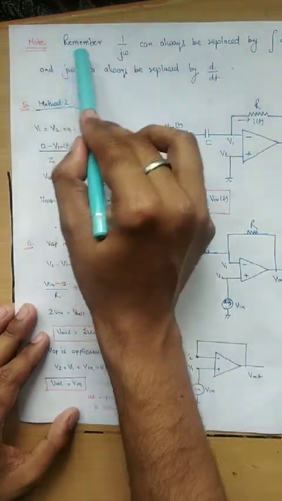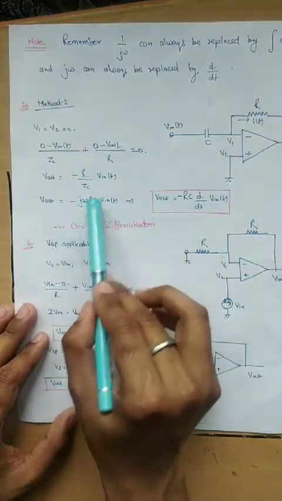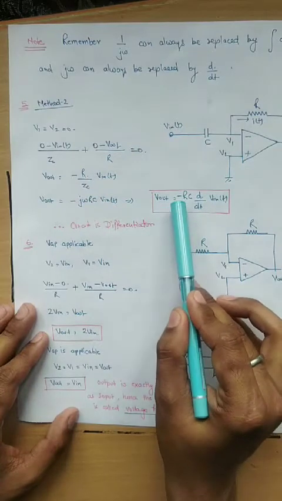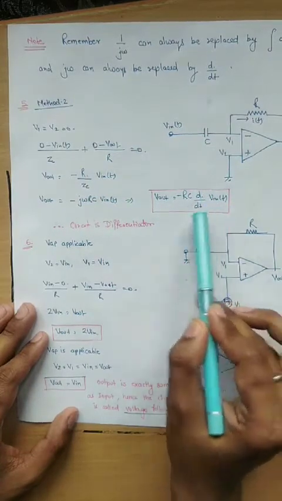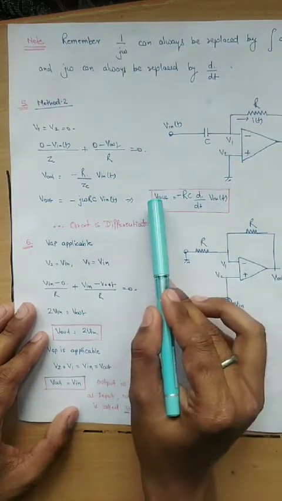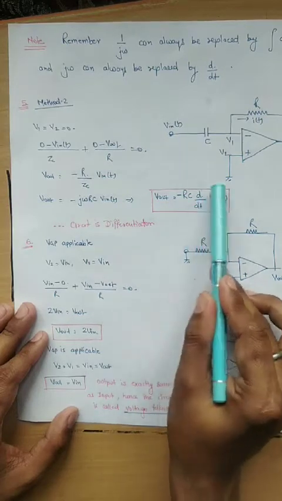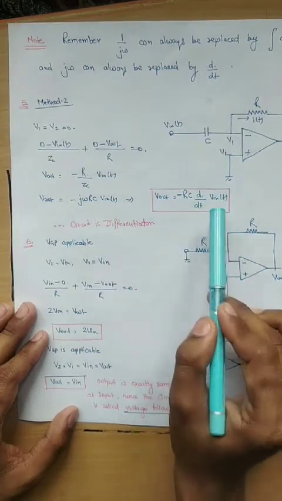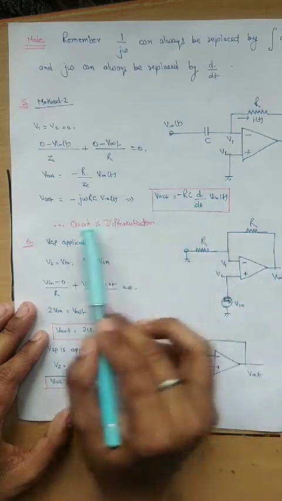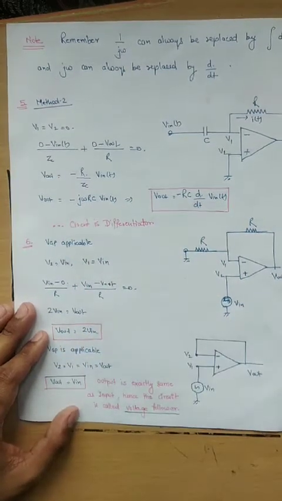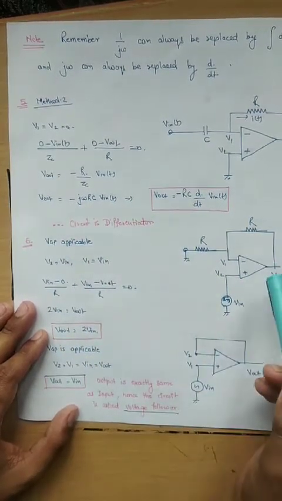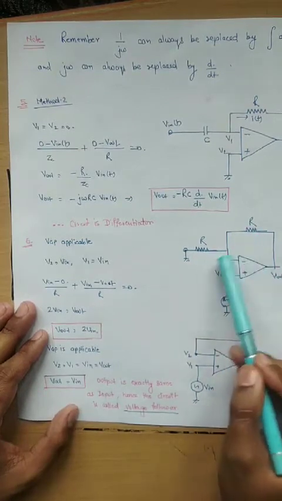I told you that j omega can be replaced by d by dt. So j omega will be replaced by d by dt. So the relationship between output and input is by differentiating. It means the circuit is a differentiator.